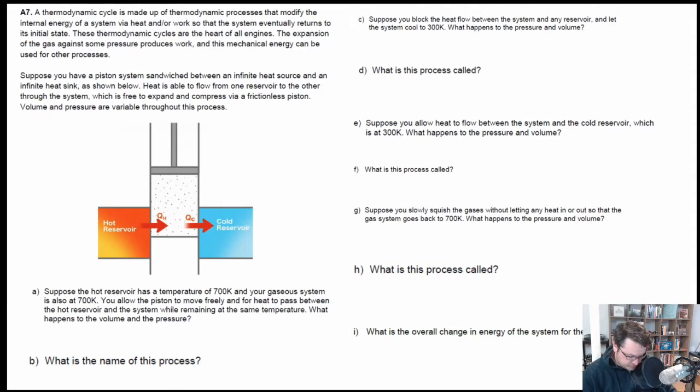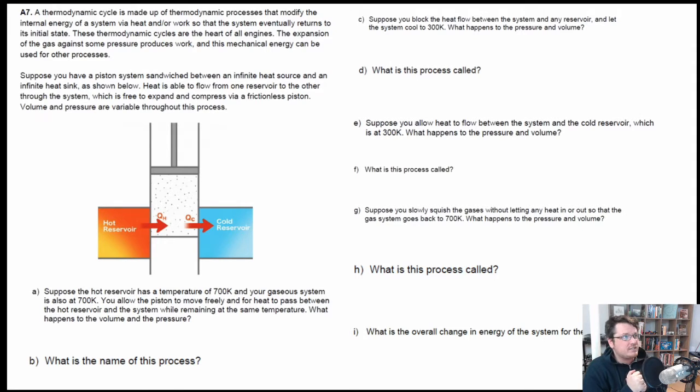You allow the piston to move freely and for heat to pass through the hot reservoir into the system while remaining at the same temperature. What happens to the volume and pressure? First things first, we should automatically be able to identify that we're in an isothermal process. We're staying at the exact same temperature. The surroundings are at the same temperature as the system we're looking at, so it's an isothermal process.